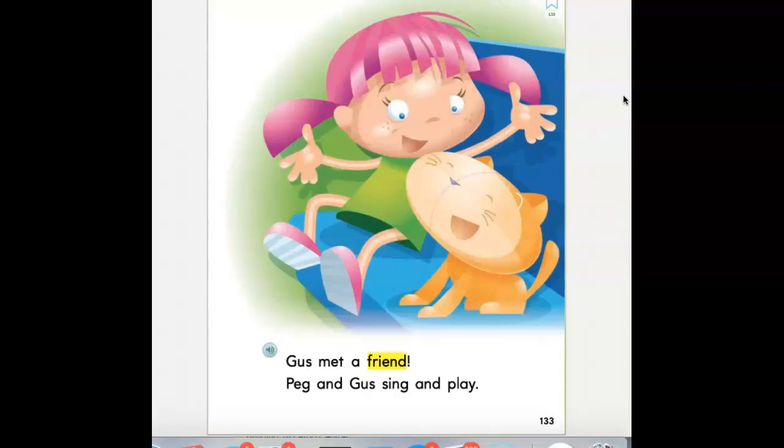Gus met a friend. Read it with me. Gus met a friend. Peg and Gus sing and play. Read it with me. Peg and Gus sing and play. So who is our new character? Our new character is Peg. Peg is Gus's new friend.